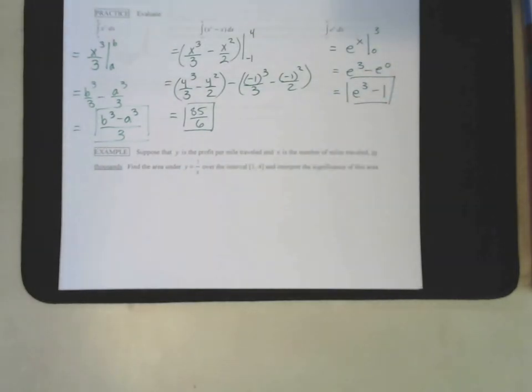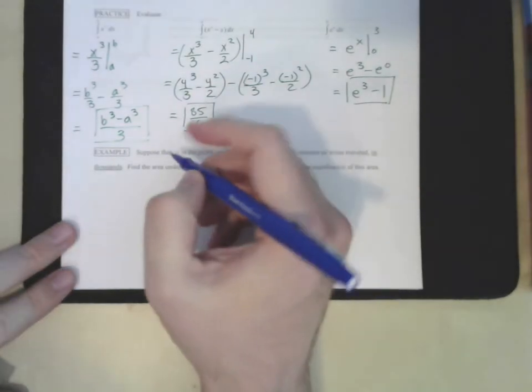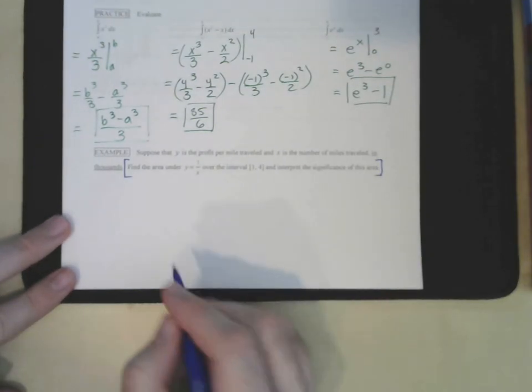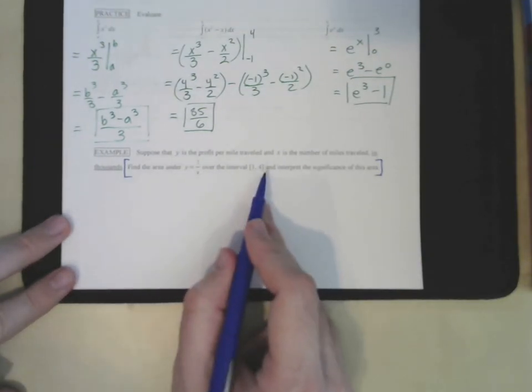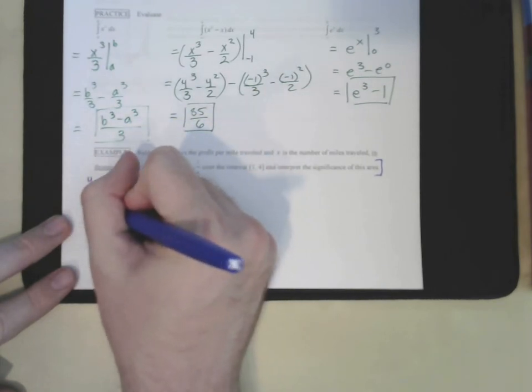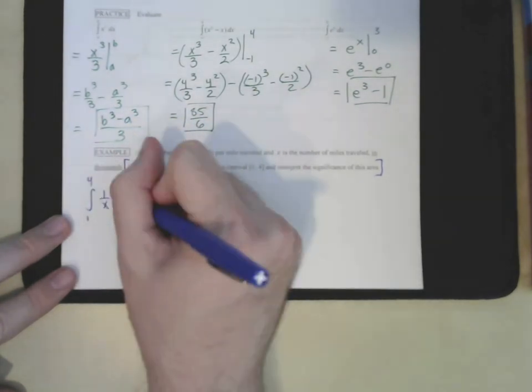Okay, so let's look at another application question. Suppose that y is the profit per mile traveled and x is the number of miles traveled in thousands. We're going to find the area under y equals 1 over x over the interval 1 to 4 and interpret its significance. So again, we can kind of ignore everything except for this last sentence for now. Find the area under this curve on this interval. So that's the integral from 1 to 4 of 1 over x dx.